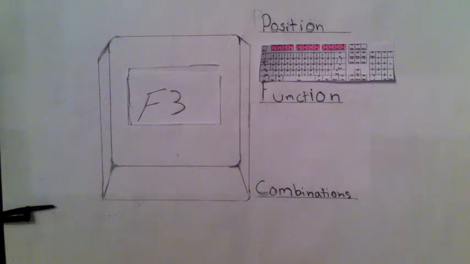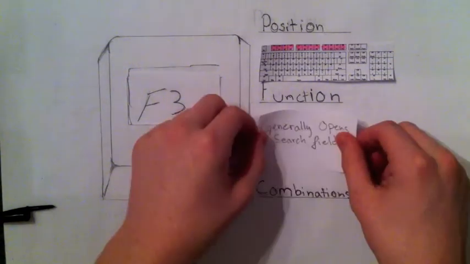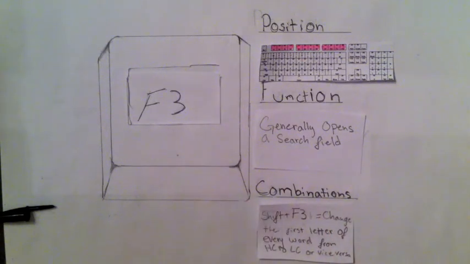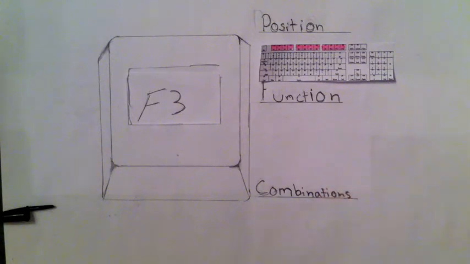Next to the F2 key, the F3 key is located. By pressing this key, a Find field will open in most programs. In Microsoft Word, the Find box shows you all the previous documents that you have written. By pressing Shift and F3, every first letter of every word will be changed into lowercase from uppercase or vice versa. This is particularly useful when writing titles.